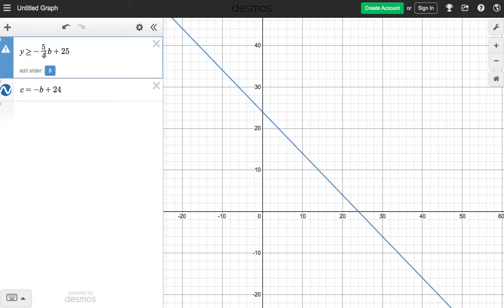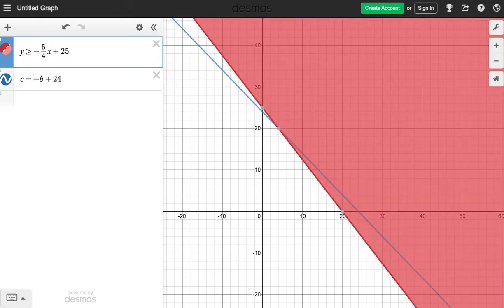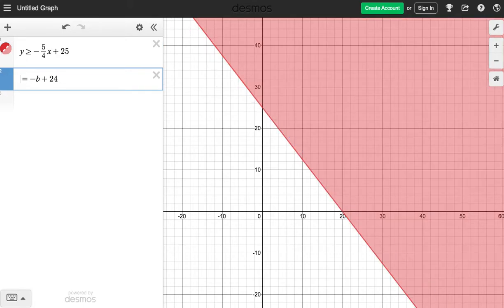Looks like we'll also have to make these back to X and Y. Wow, that's a lot of red. So all of this, ignoring negatives of course, would be ways that I could make more than $200. Now let's go back.